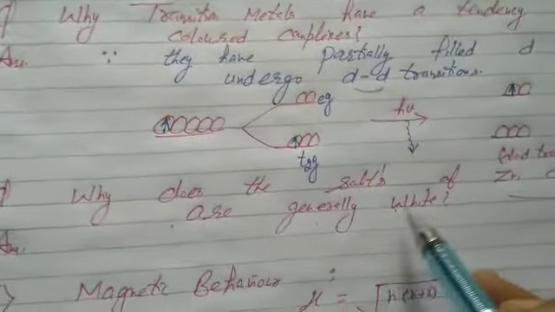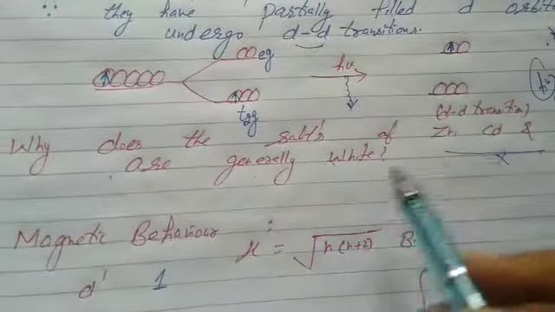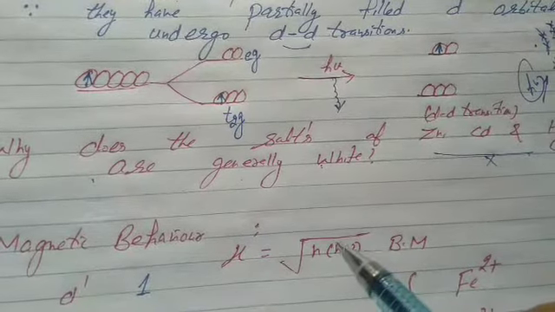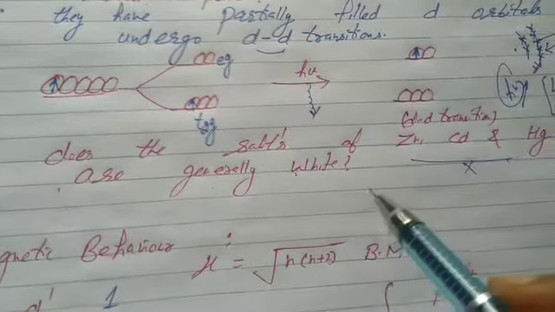Tendency to form colored complexes. Why do salts of zinc, cadmium and mercury appear white? Your answer is they have a fully filled d subshell and do not undergo d-d transition.